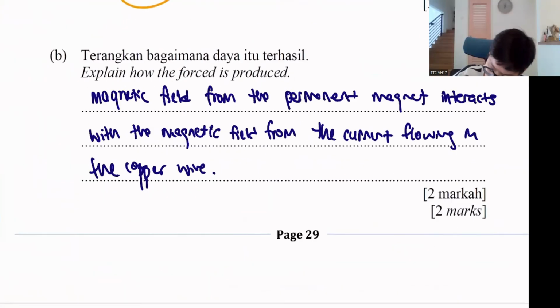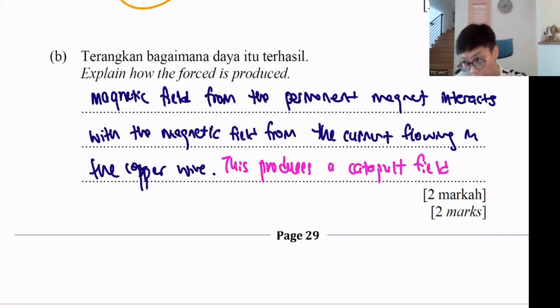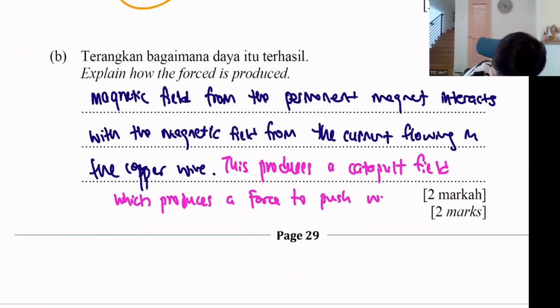So this produces a catapult field, which produces a force to push the wire. Alright, okay, to push the wire. So that's it.